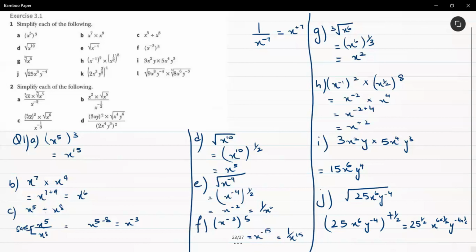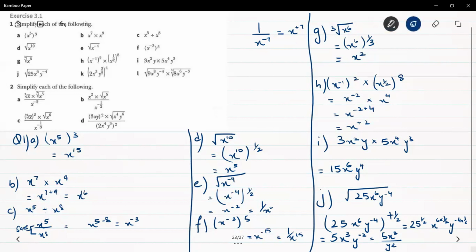25 to the power 1 over 2 is equal to the square root of 25, which, as you all know by now, is 5. And x to the power 6 multiplied by 1 over 2 is x to the power 3. Y to the power negative 4 multiplied by 1 over 2 is y to the power negative 2. So we can say this is equal to 5x cubed divided by y squared, and that's our answer.